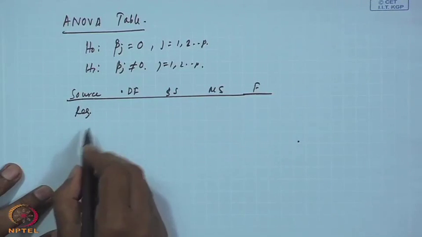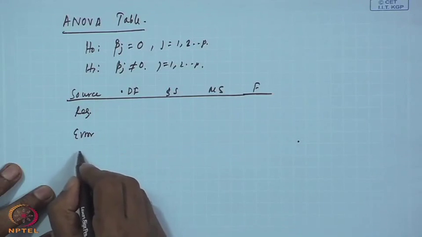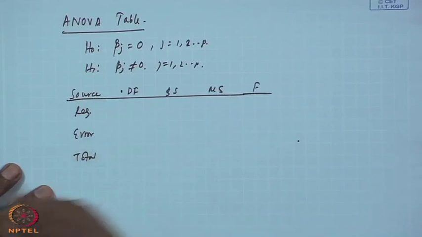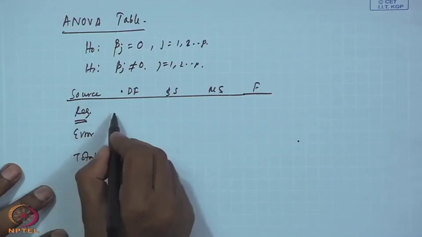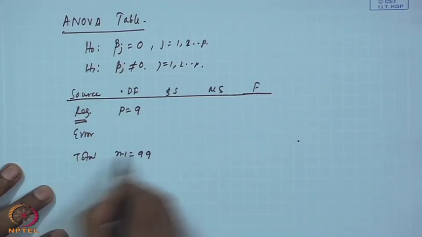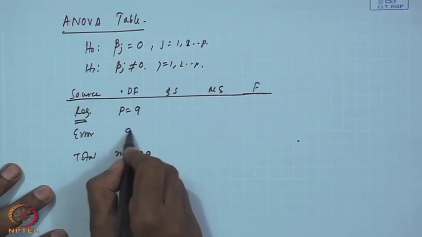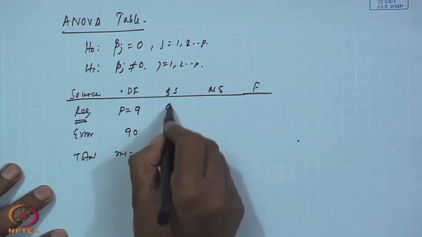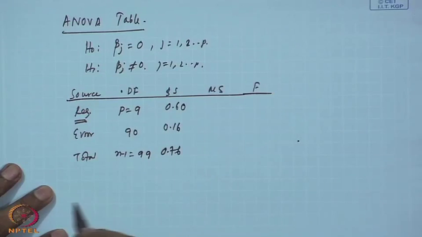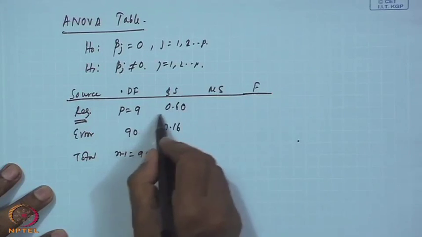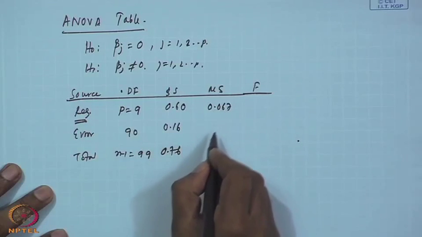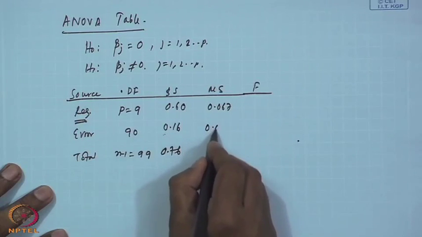Source is, one is regression, second one is error, third one is your total, that is divided like this. So, your degree of freedom is how much? There are P plus 1, 10. So, regression will be P, it will be 9, and total will be N minus 1 equal to 99. So, error will be the difference between the two, this is 90. Our SS regression is 0.60, error 0.16 and total 0.76. Then MS is SS by degree of freedom: 0.60 by 9, this will be 0.067. Then 0.16 by 90, this will be 0.002.